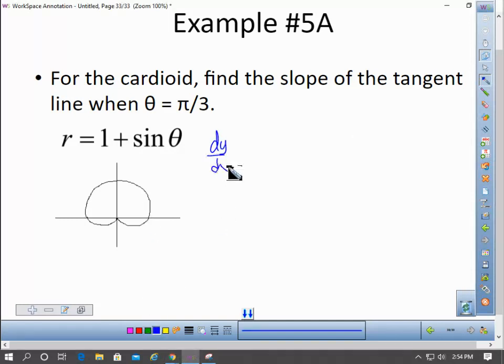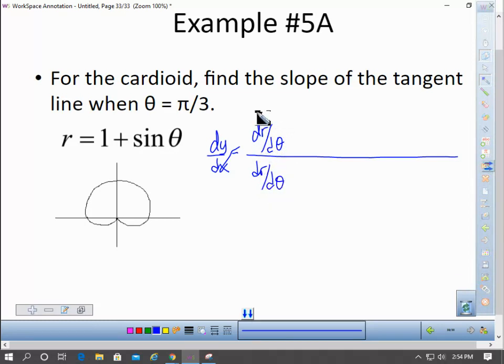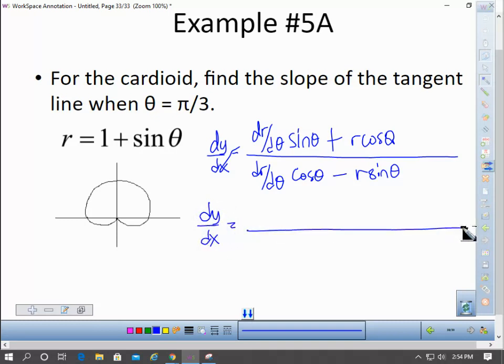So dy/dx, our derivative, is our slope, right, is dr/d theta, both top and bottom. And then on the top, you're multiplied by sine, and then it's plus r cosine. And on the bottom, it's cosine minus r sine. So it's just a matter of memorizing that. All right, for our graph we are looking at here, we want the derivative of r in terms of theta. So the derivative of 1 goes away, and the derivative of sine is cosine. So we're going to have a cosine in the top and the bottom.